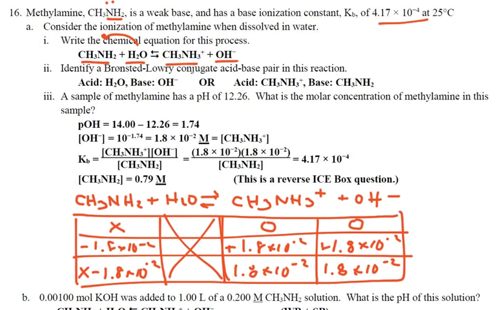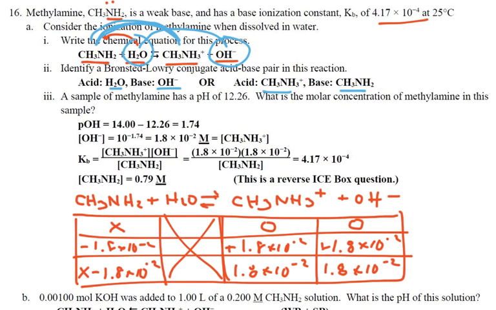Second thing is identify a Bronsted-Lowry conjugate acid-base pair in this reaction. So you have to stop and say, okay, well, you either have to identify those two, or identify these two. If we go with those first two, then the methylamine is the base, and the methylammonium is the acid. Or if we go for the other two, then we say H2O is the acid, as it donates, and the conjugate base is OH minus. So either one or the other, you have to identify those.